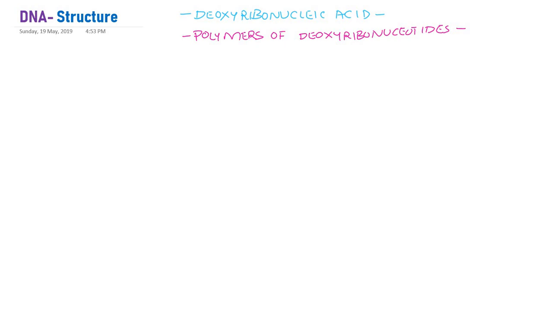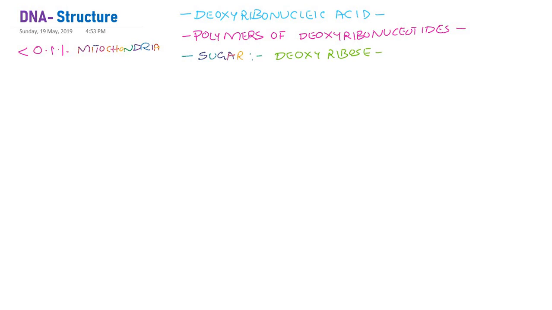This DNA is located inside the nucleus. And there is a small amount, less than 0.1% of DNA, also present in mitochondria. The major part of DNA is present inside the nucleus and protected by the nuclear membrane, especially in eukaryotes. Since it is deoxyribonucleotide, the sugar is deoxyribose.